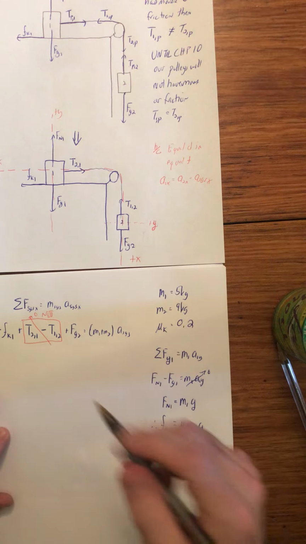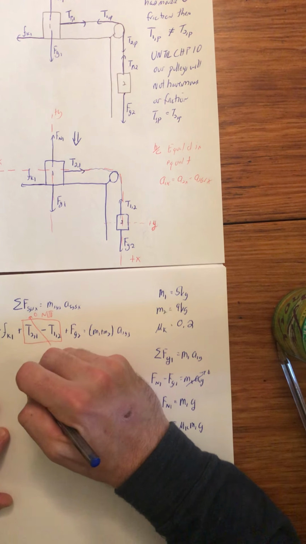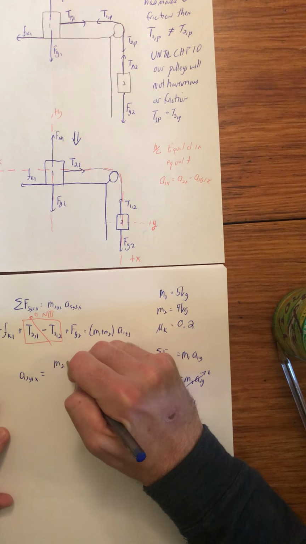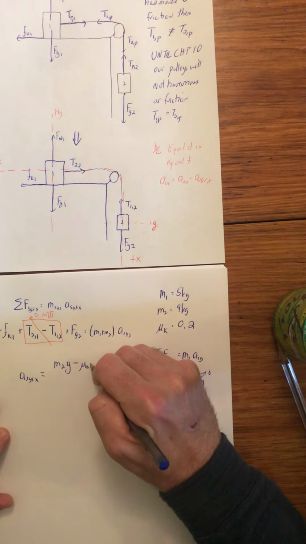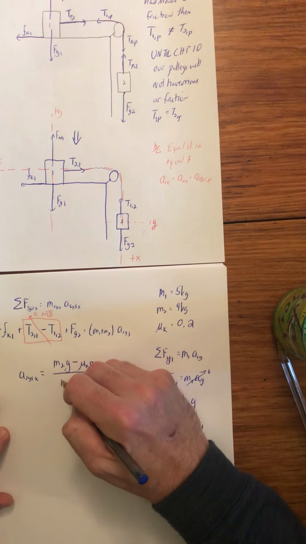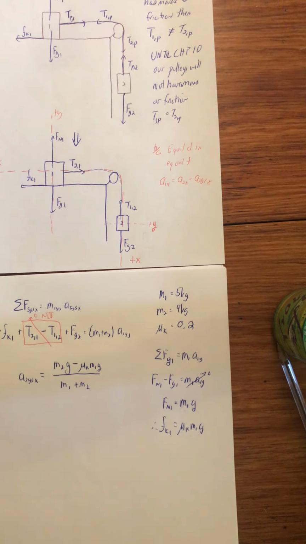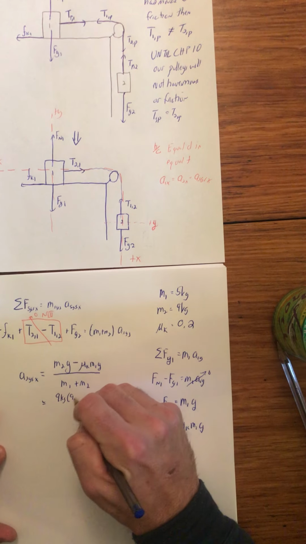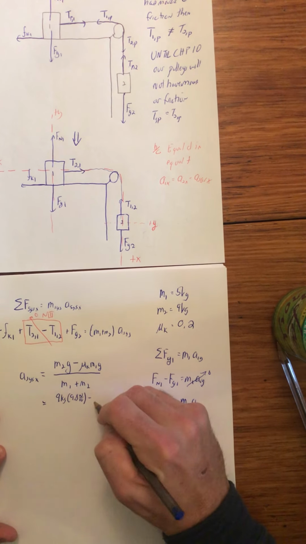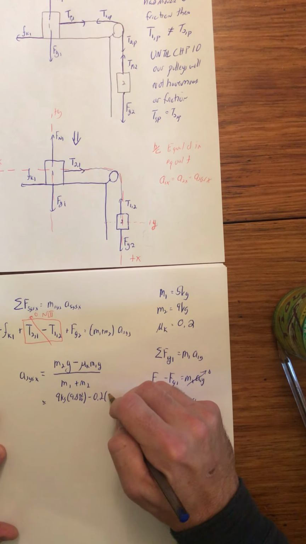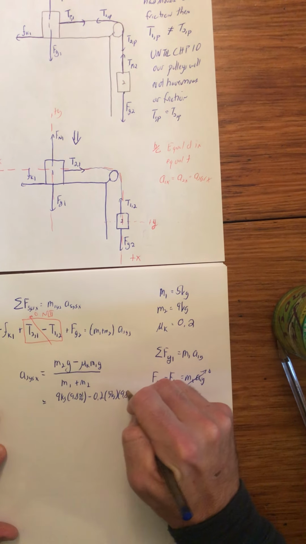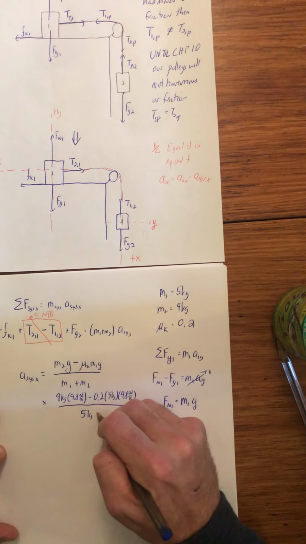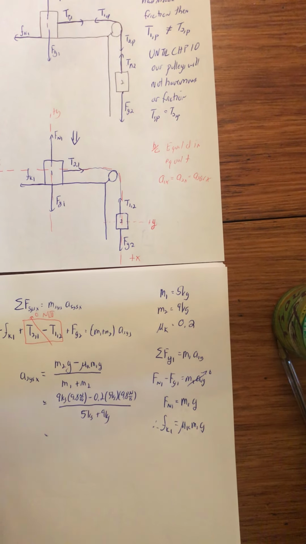So then doing all this out, solving for a_sys x equals, it looks like (m2g minus mu k m1g) all over (m1 plus m2). And I can solve my numbers in there, so might as well do that. 9 kilograms, 9.8 newtons per kilogram, minus 0.2, 5 kilograms, 9.8 newtons per kilogram, all over 5 kilograms plus 9 kilograms. I'm going to throw that into our calculator.